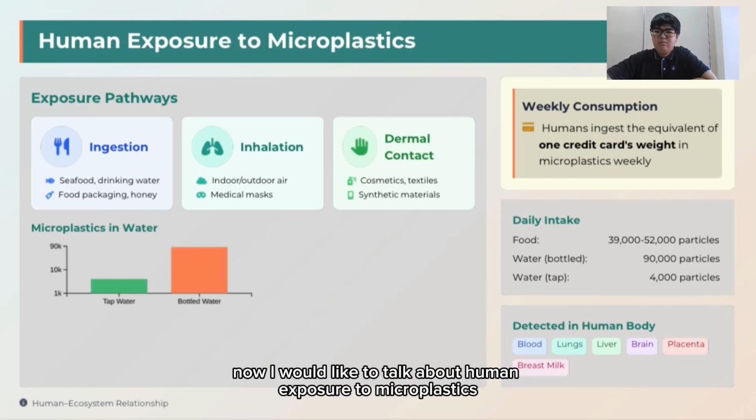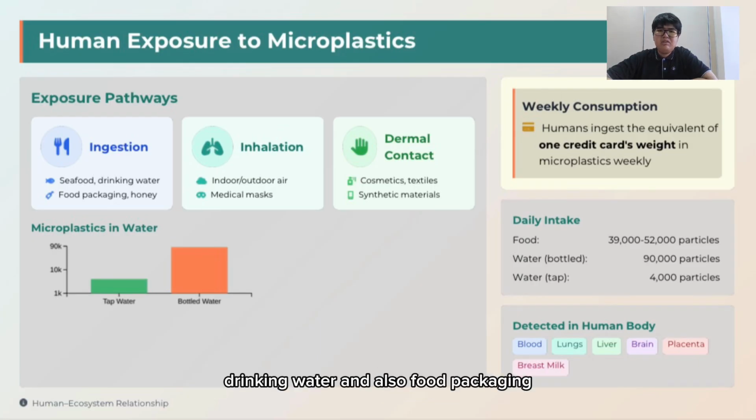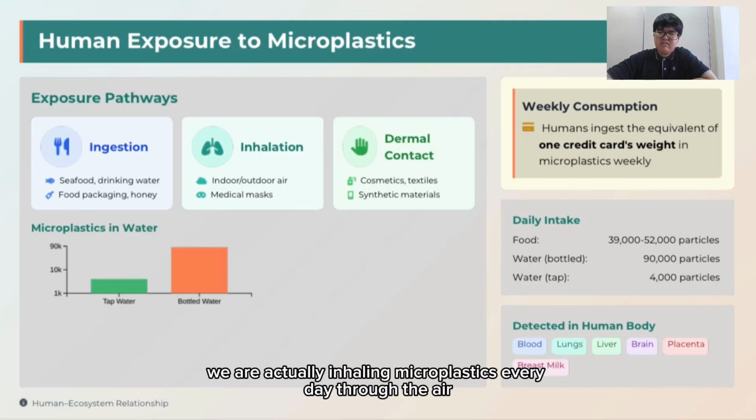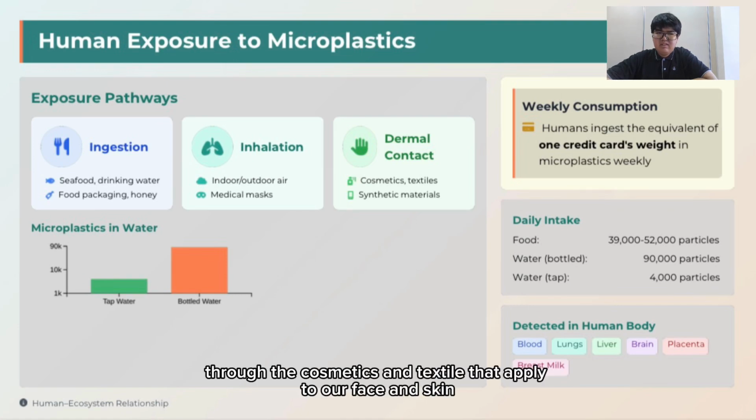Now, I would like to talk about human exposure to microplastics, and there are three main exposure pathways, which are ingestion, inhalation, and also dermal contact. For ingestion, we are actually ingesting microplastics every day through seafood, drinking water, and also food packaging. As for inhalation, we are actually inhaling microplastics every day through the air, both indoor and outdoor. As for dermal contact, do you know that microplastics can actually enter our skin and our body through the cosmetics and textiles that we apply to our face and skin?